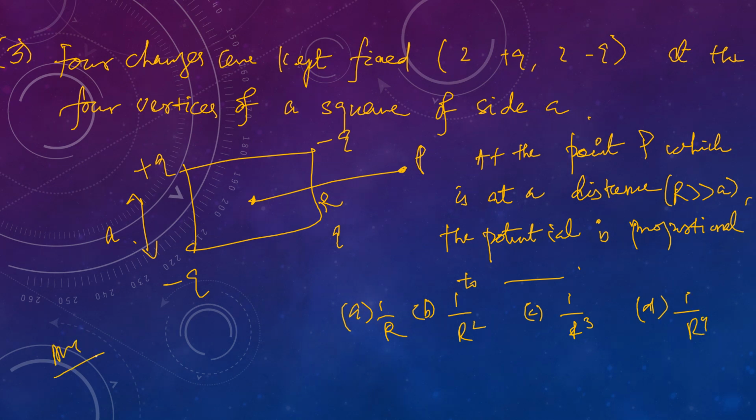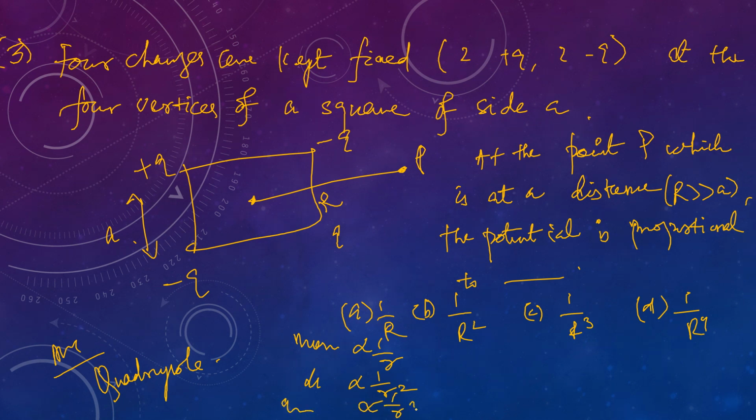So if you see, four charges are kept fixed at the four vertices of a square. What is the potential at the point P? You can see four charges, q, minus q, plus q, minus q. So this is a quadrupole, isn't it? For monopole, the potential is proportional to one by r. For dipole, it's one by r square. What is then quadrupole? One by r cube.